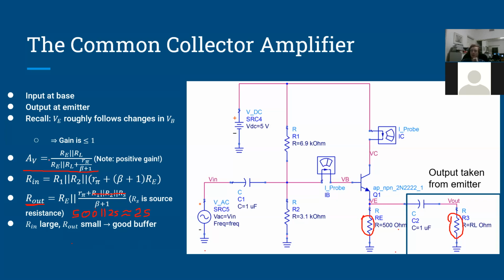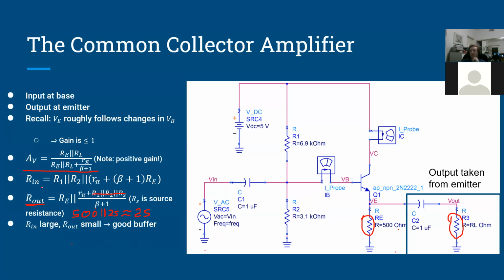The other thing to notice about this is that the gain is positive, not negative. With the common emitter amplifier, the gain was negative. Here the gain is positive, and that will come into play shortly. The reason is that, remember, if you increase VB, that's going to increase VE, and VE is the output. So a positive change in VB is going to cause a positive change in VE, which indicates a gain of 1.